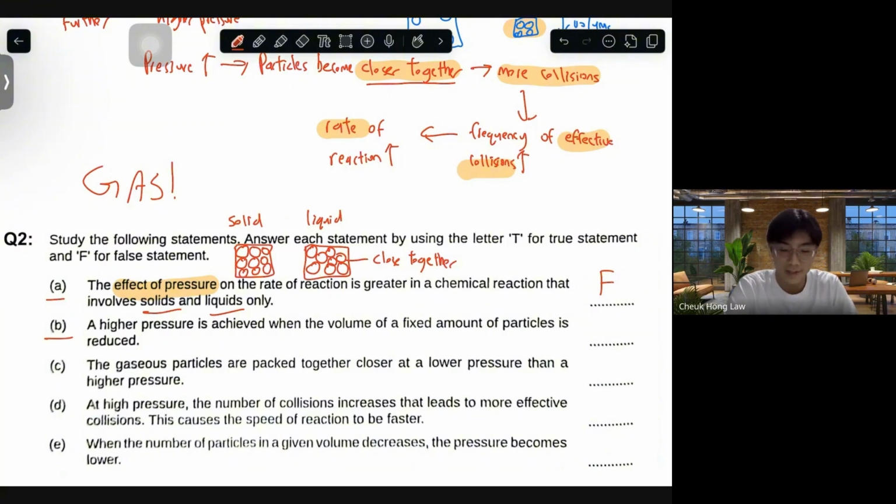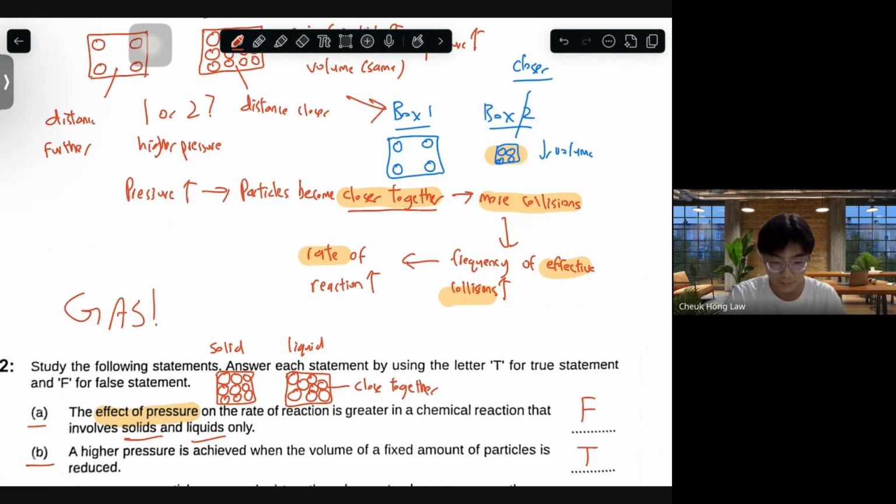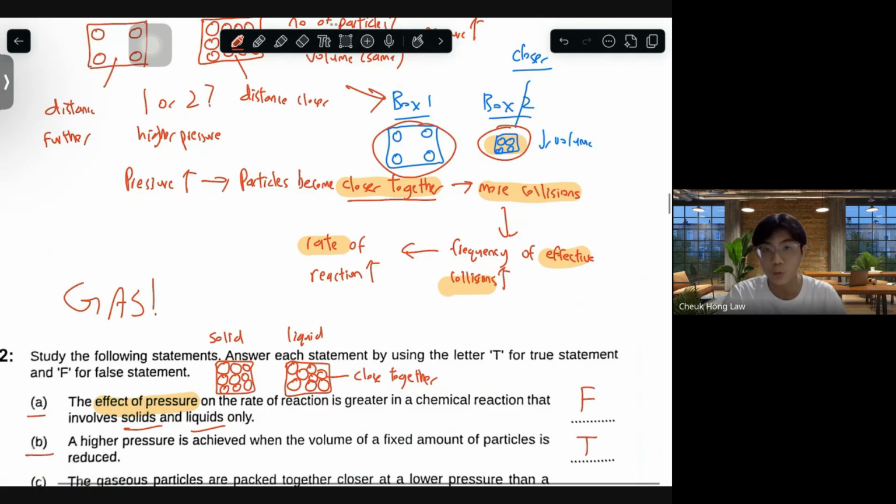True or false? True for 2, yes. J also asked the same question, which is, if volume decreases, does pressure increase? Yes. Volume decreases, and if the number of particles stays the same, the pressure will increase. Like this example here, the blue example. There's the same number of particles, but for box 2, the volume decreases, so the pressure increases.